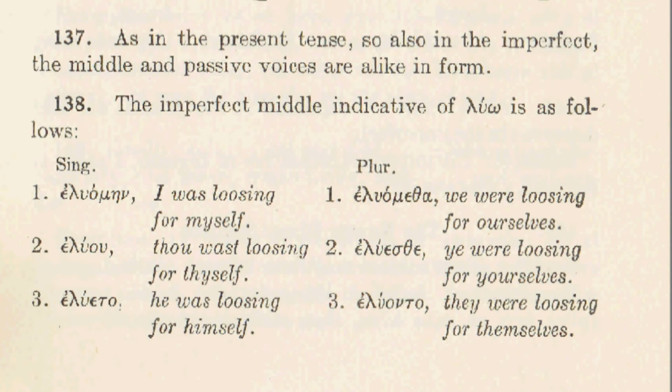I mentioned to you earlier the endings that are associated with the middle and passive voice, and so this is just a little reminder of them. So it's eluomein, eluu, eluato, eluomatha, eluestha, eluonto. Probably the best thing to do is just to learn to say those in your mind. Just repeat them a few times, and pretty soon they'll get to be kind of second nature. But you want to keep adding to your memory banks these endings as we go along.